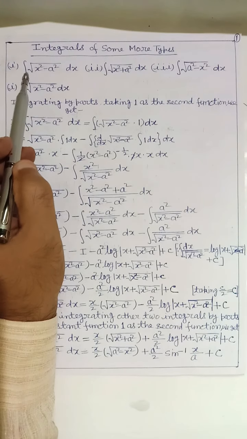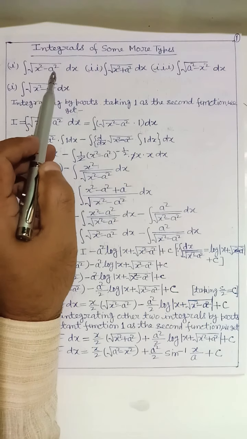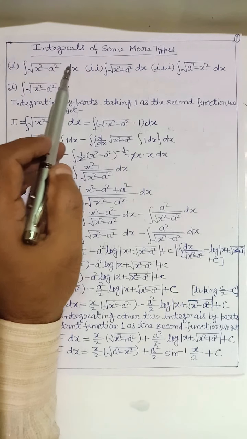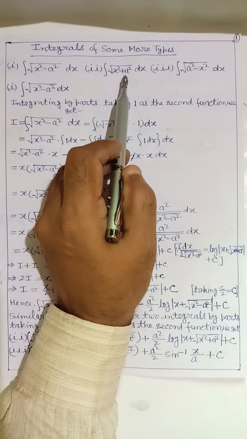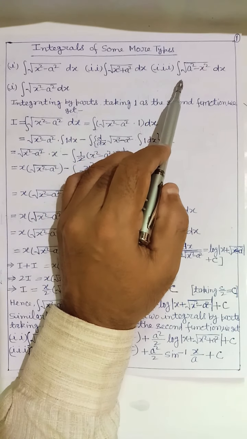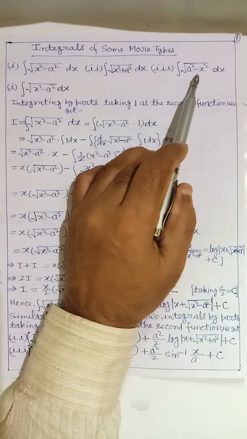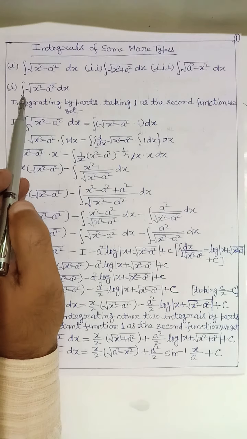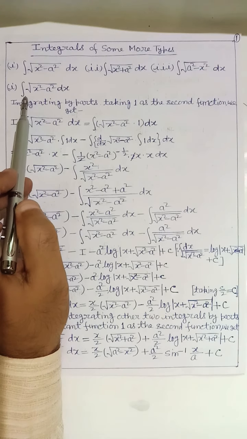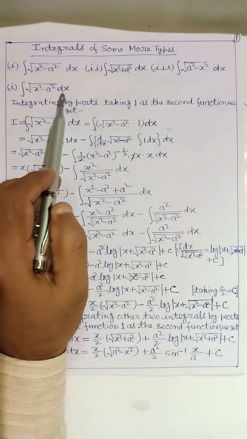First, integral of square root of x square minus a square dx. Second, integral of square root of x square plus a square dx. And third, integral of square root of a square minus x square dx. Here, first we find the integral of square root of x square minus a square dx.